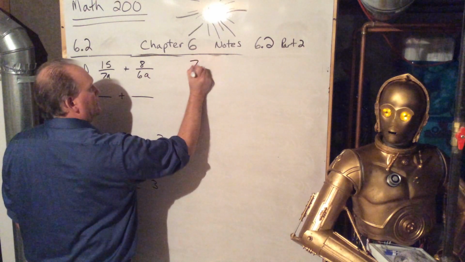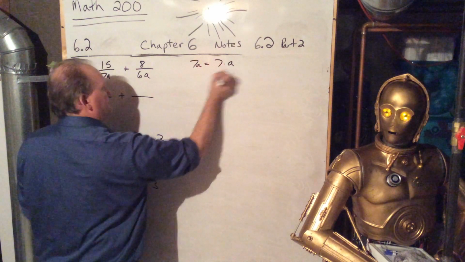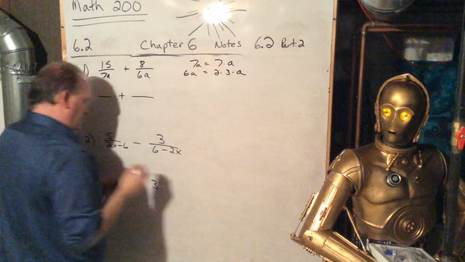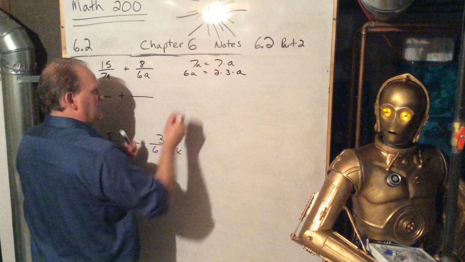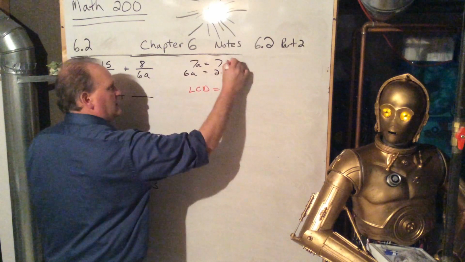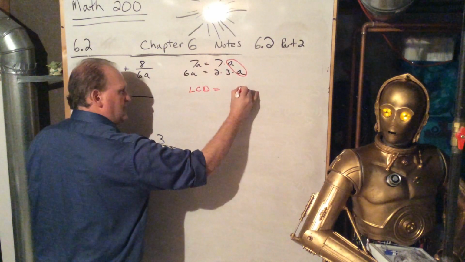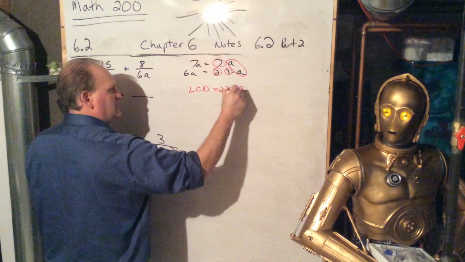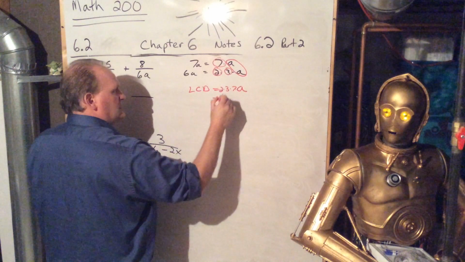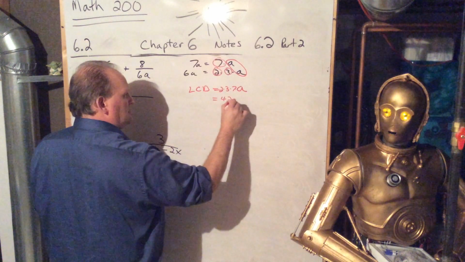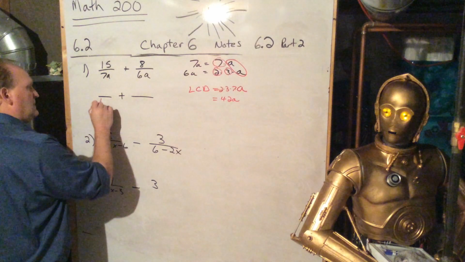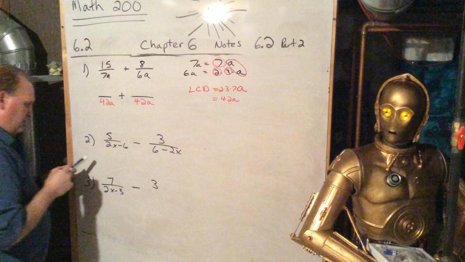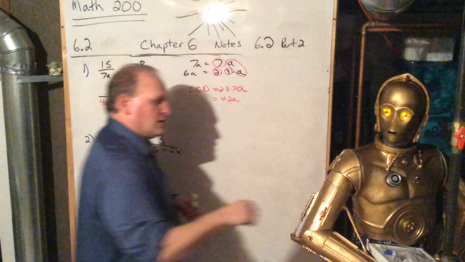The long way to do that is you bust it into its primes, and then we take anything they have in common. Both have an a, so take that, and then you take all the leftovers. So 2 times 3 times 7, those are all leftovers. So we got 6 times 7 is 42a. So put that on the bottom, 42a, and now we work backwards.